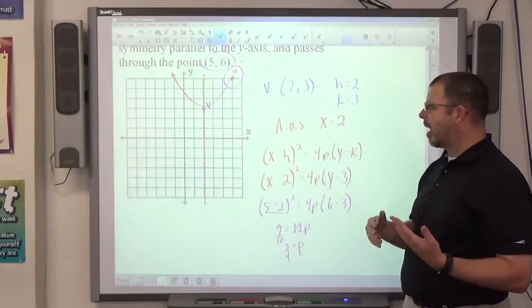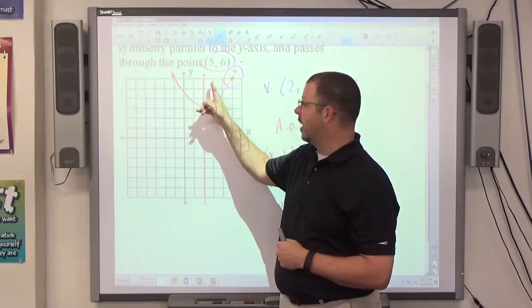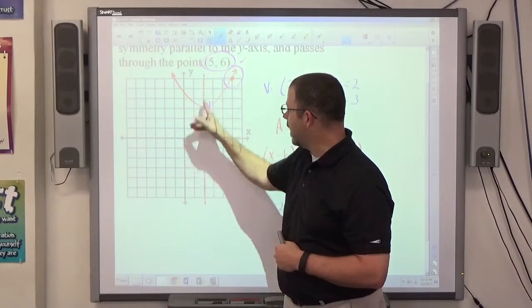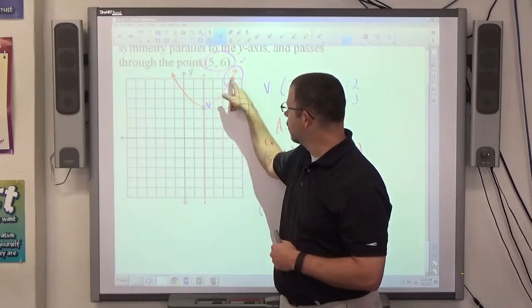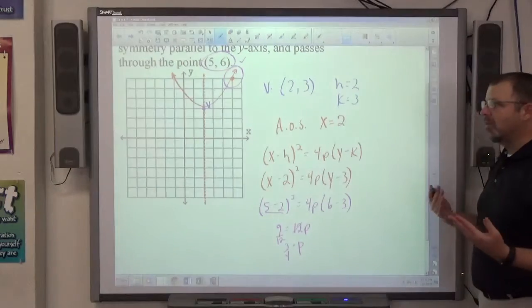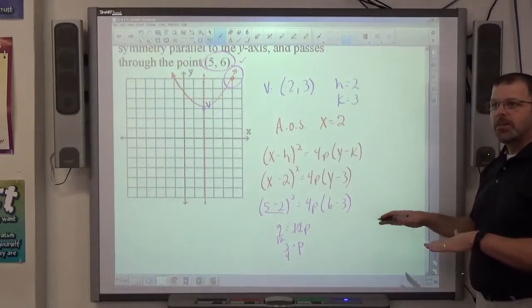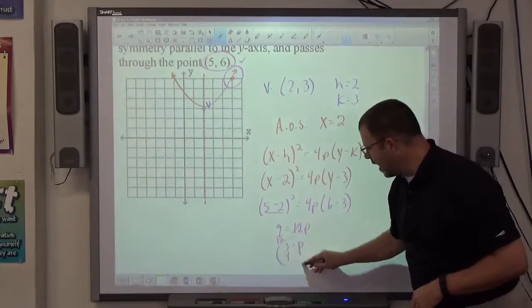And notice it came out as a positive 3/4, which the graph itself establishes that it should be positive, right? Because we're going up to get to that. So in order to make the parabola go through that, it's got to be going up. So p being a positive 3/4 makes sense. If it was supposed to be negative, it would have come out negative. All right, so just trust in the value you get there. So there's how you find p in that specific one.